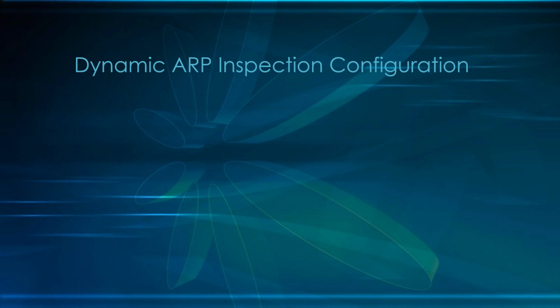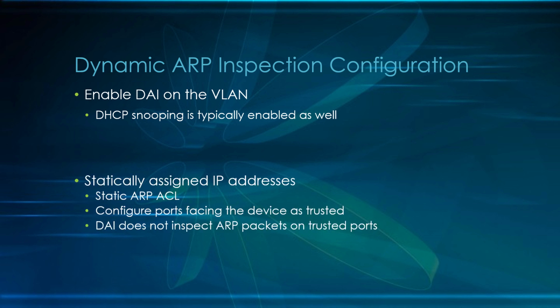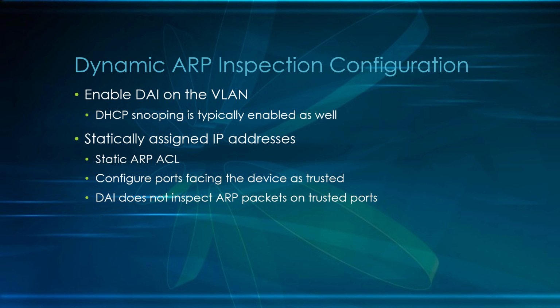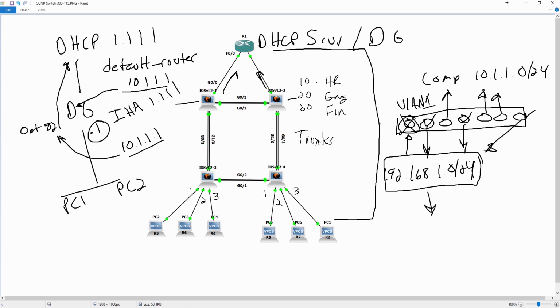Dynamic ARP inspection configuration is enabled on the VLAN. And when it comes to statically assigned IP addresses, you're going to use a static ARP ACL and configure the ports facing the device as trusted. Dynamic ARP inspection does not inspect ARP packets on trusted ports. So that's pretty much it for how that works. Let's go ahead and actually configure it and see how it comes into play.